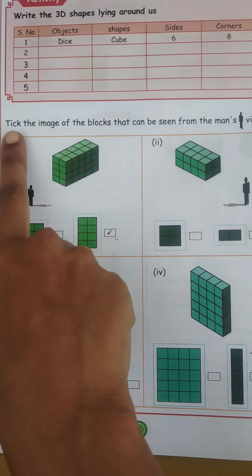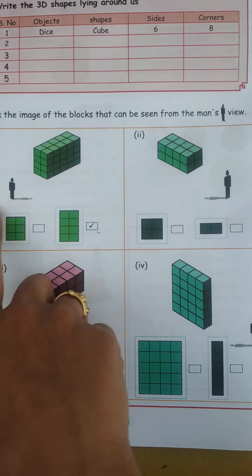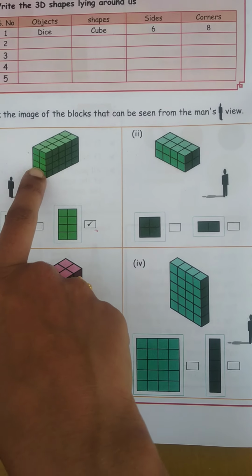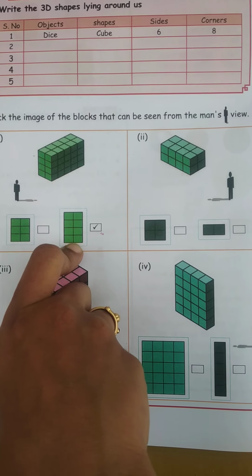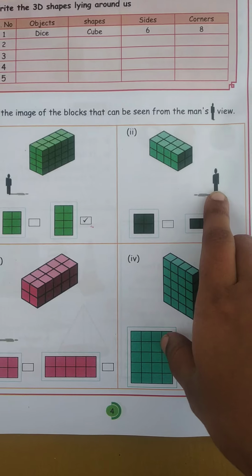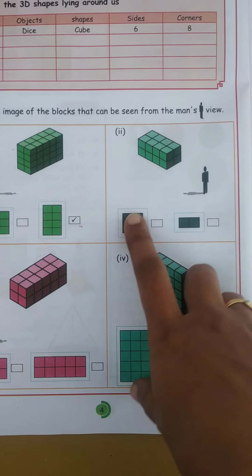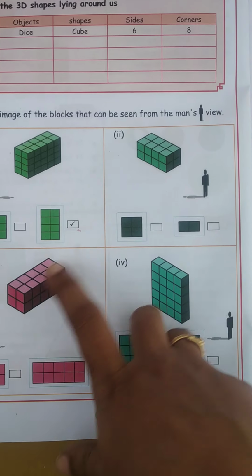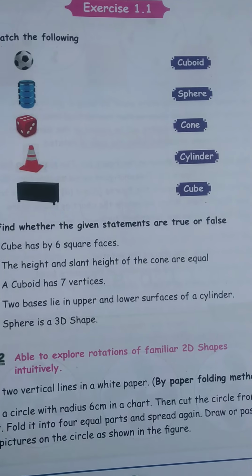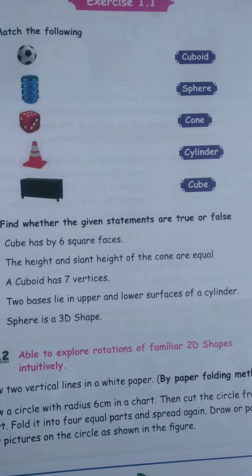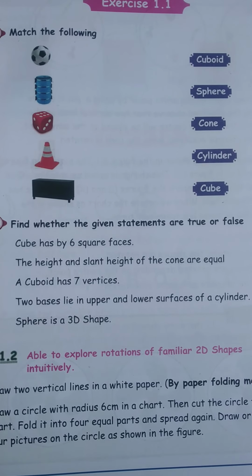The next one is to tick the image of the blocks that can be seen from the man's view. See, the man is standing here, his view is to this side. So this is the correct one. And here, this man is facing this face. So which is the view of that face? This one. Tick this one, and do the third and fourth ones. Then coming to exercise 1.1, just do that also. Clear? So do this and post it in the group. Okay, children, thank you.